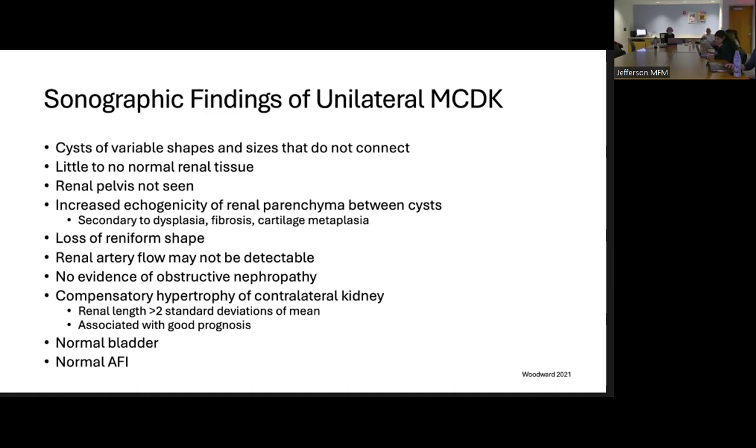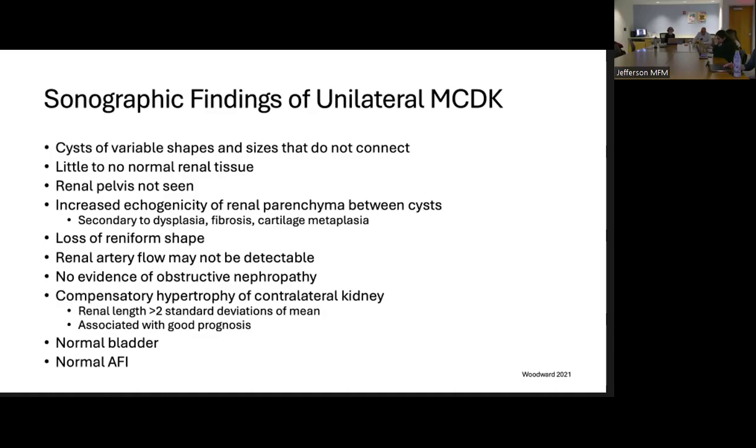And then you have compensatory hypertrophy of the contralateral kidney, so the renal length is typically more than 2 standard deviations above the mean. If you have this compensatory hypertrophy of the contralateral kidney, it's actually associated with good prognosis, and we'll get into that later. You have a normal bladder and often a normal AFI.